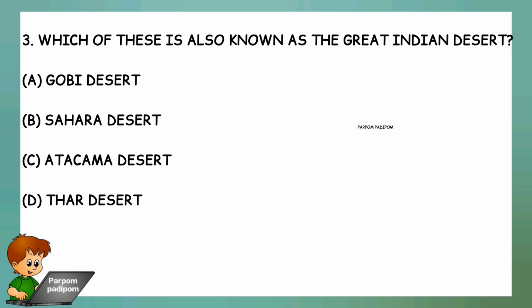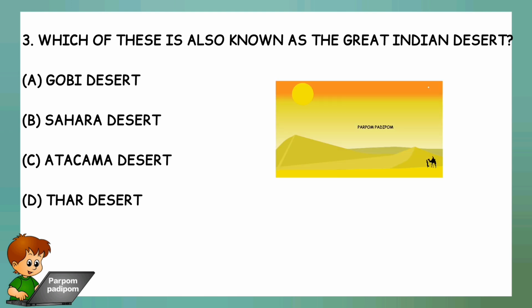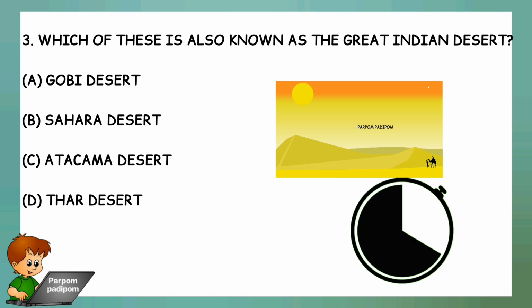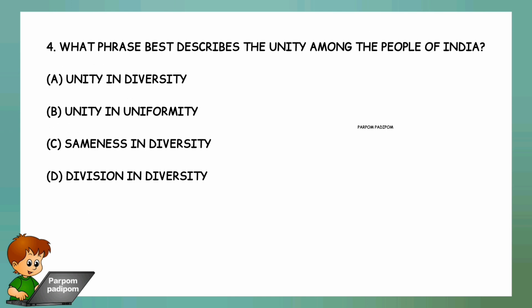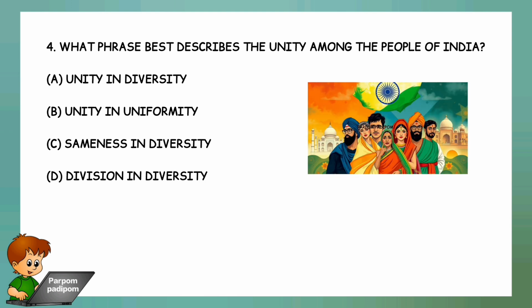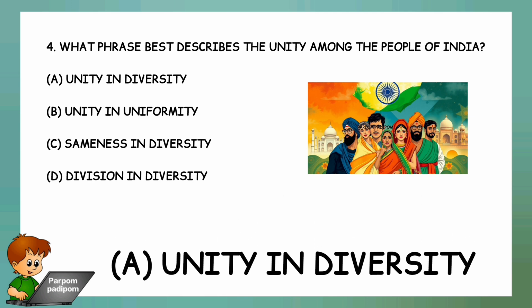3. Which of these is also known as the Great Indian Desert? A. Gobi Desert, B. Sahara Desert, C. Atacama Desert, D. Thar Desert. The correct answer is D, Thar Desert. 4. What phrase best describes the unity among the people of India? A, unity in diversity. B, unity in uniformity. C, sameness in diversity. D, division in diversity. The correct answer is A, unity in diversity.